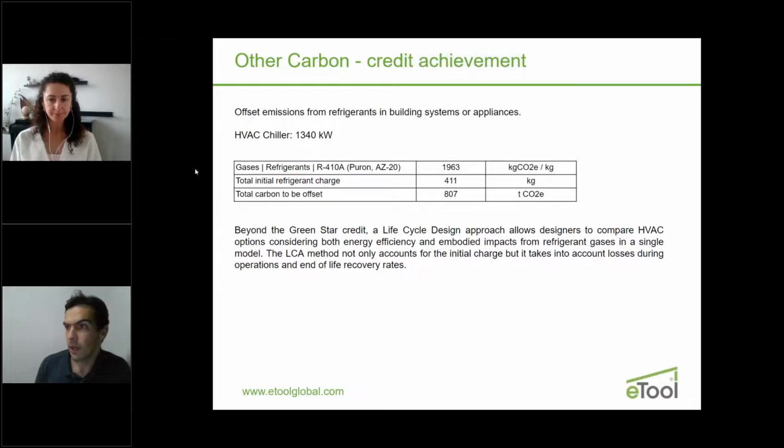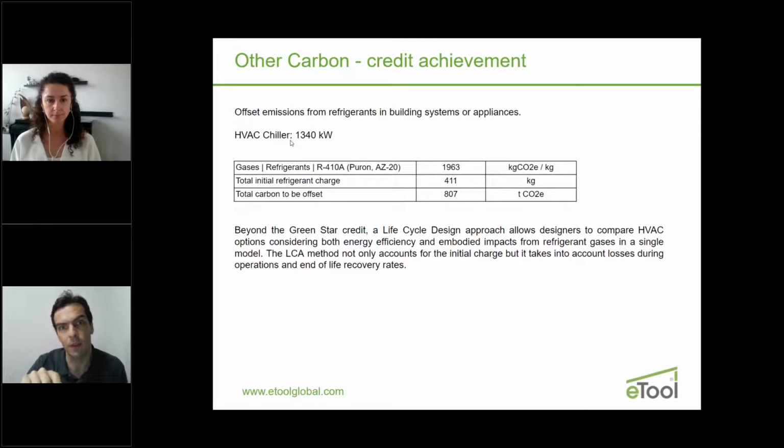The other one is regarding refrigerant gases. Refrigerant gases are identified, as we know, as a big emitter, the biggest emitter from services, not only the initial charge, but also the leakage, the losses during operation, as well as the end of life, depending on the recovery rate of those gases. There's a lot of impact going to the atmosphere. So it's good that Green Star is targeting at least the offset of the initial charge. And I'm using one example here. I think you have two options as well.